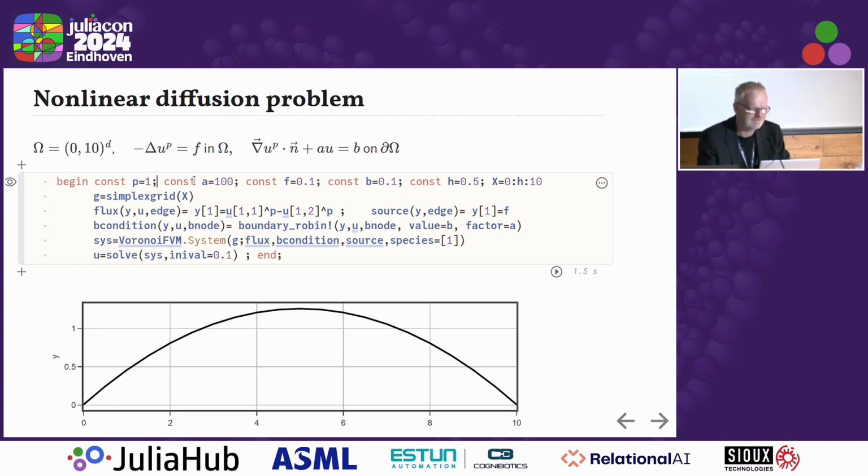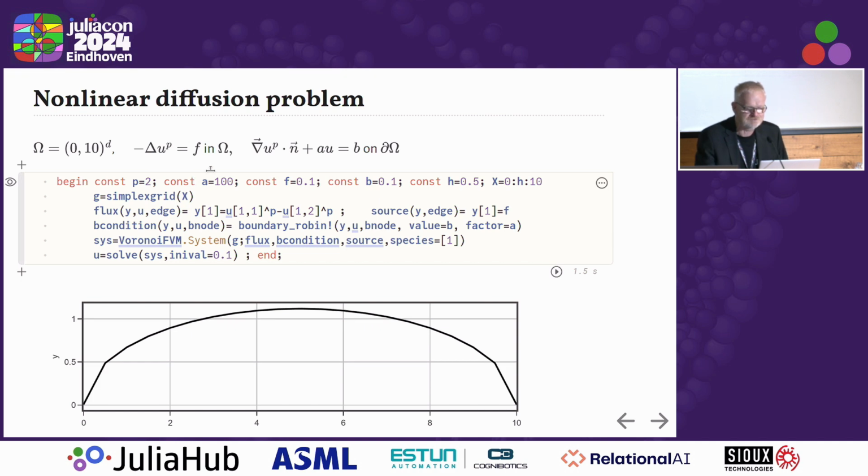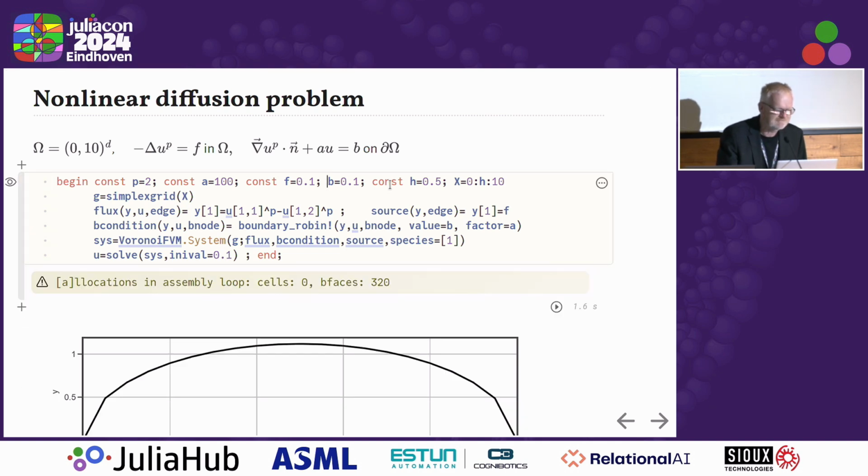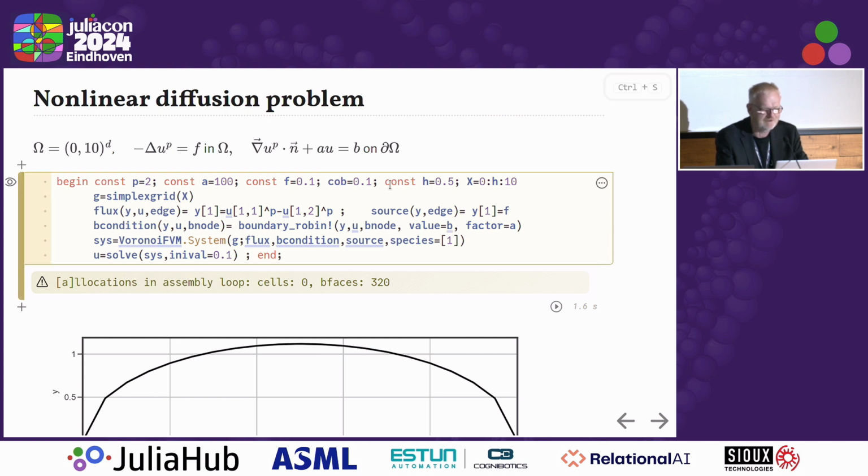I can change just one of the parameters, making this really nonlinear, and I get the solution of the nonlinear problem out of this. I can also make an error by removing the const, which means I will get allocations in my hot assembly loop. So the user is warned to be careful with this.